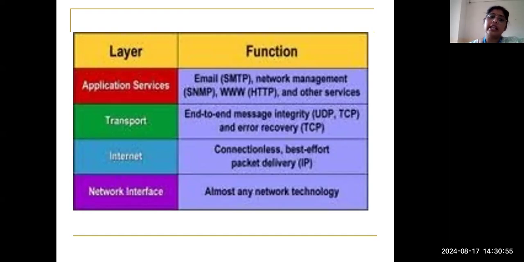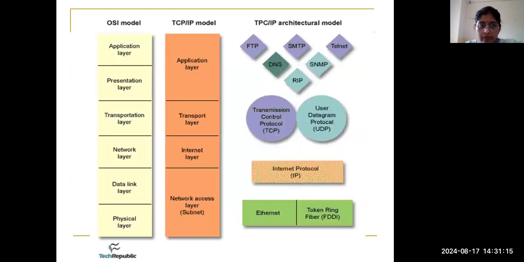The next layer is the internet layer, where the function is connectionless, best effort packet delivery. And now let us talk about the last layer, that is the network interface. The function of the network interface is to work with almost any network technology. Here we can see the comparison between the OSI model and the TCP/IP model. All the layers in the OSI model, that is application, presentation, session, transport, network, data link and physical layer, and in the TCP/IP model, there are 4 layers.